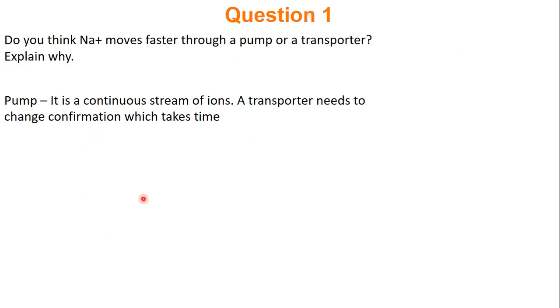So our first question is just having us think about a pump versus a transporter, which one is faster and why. That would be the pump. A pump is a continuous stream of ions, while the transporter will need a conformational change, and that takes time to do.